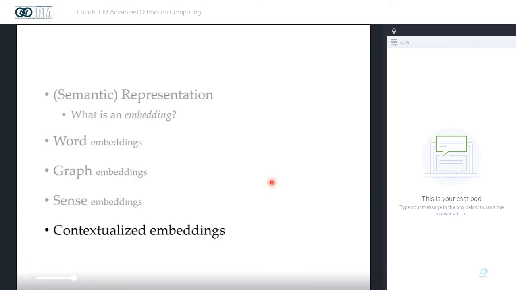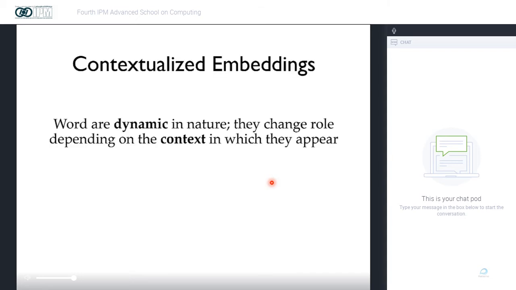This takes us to contextualized embeddings, which I would say is the new type of sense embeddings, which addresses many of the problems with word embeddings and some of the problems with sense embeddings. The idea here is that words are dynamic in nature. As we saw earlier, a word can change its meaning depending on the context in which it is used. So we need dynamic word embeddings as well. We need some embeddings, some representations for a word that can adapt itself to the context in which it appears.